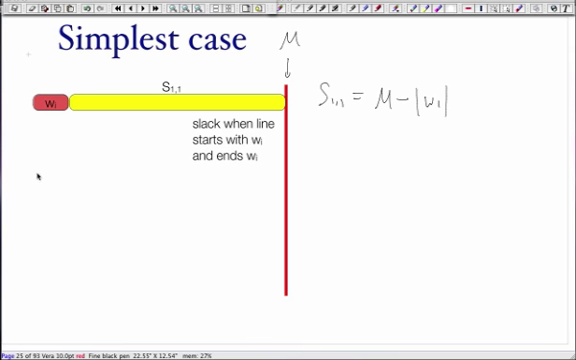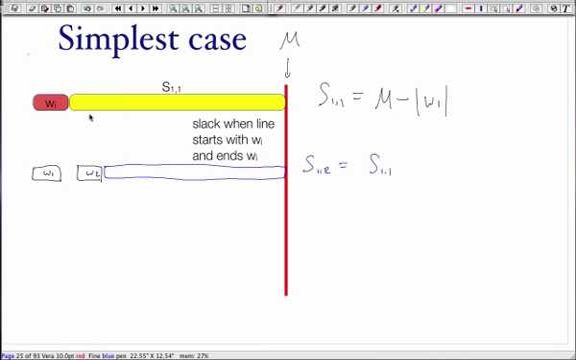What happens when you typeset the first 2 words? What is slack of 1,2? Yes, it's this slack right here, but when you added the second word, you first added a space right here, and then you added w2. So it's going to be the slack that you had, slack 1,1, minus 1 for the space, minus the length of the second word.